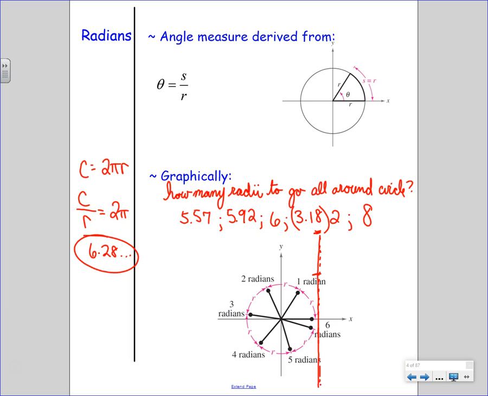You would fold it around the circle, and as you fold, it would hit right here at 2 radians. Where would 3 radians hit? Right here. And why does that make sense? What do you guys know about 180 degrees?